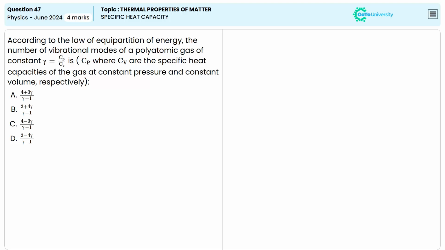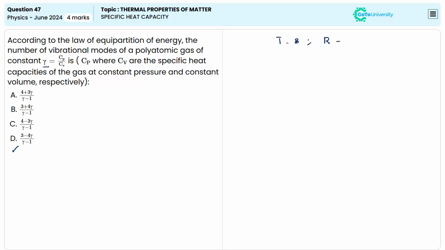According to the law of equipartition of energy, the ratio of specific heats of a polyatomic gas, the gas constant gamma, is Cp over Cv. And here we have to select which option correctly represents the relation for gamma. It's known that for a polyatomic gas, the translational degrees of freedom will be 3.